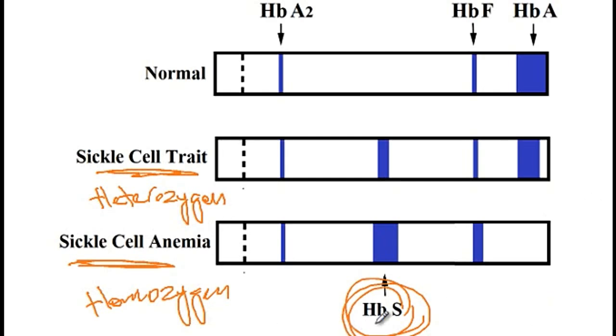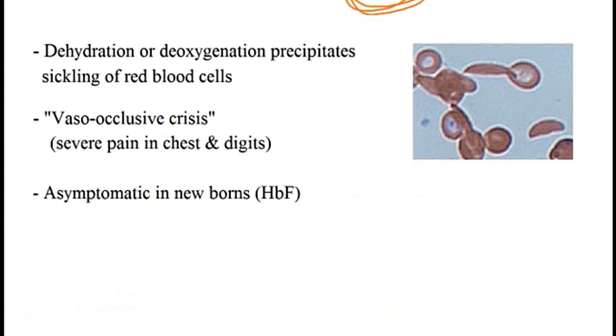And then as for prevalence of the sickle cell trait and sickle cell anemia, as high as 8% of US African Americans have sickle cell trait, while 2% of US African Americans can have sickle cell anemia. Now, important features that you will need to know for your step 1 exam is that dehydration or deoxygenation of the hemoglobin will cause sickling of red blood cells, as a consequence of which it will cause vaso-occlusive crisis, where there would be severe pain in the chest and digits. So here on histology, you can see that there is this sickling of red blood cells.